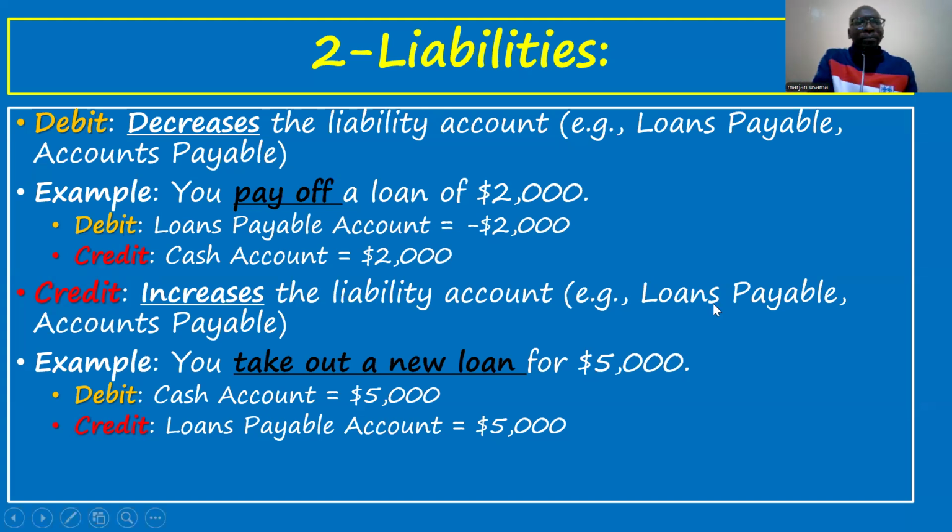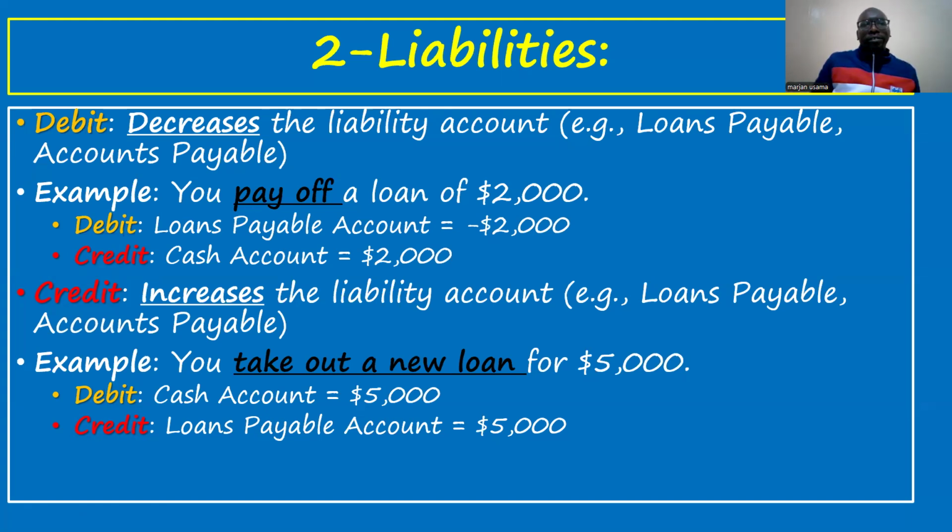Anyway, now, example, you pay off a loan of $2,000. You took a loan, you know? So you took a loan and now you're paying off the loan. So there are two things here. Number one, now you are paying the loan, so it's minus. It's going to be zero. When I'm paying the loan, I'm paying the debt. So that is why you have the minus there.